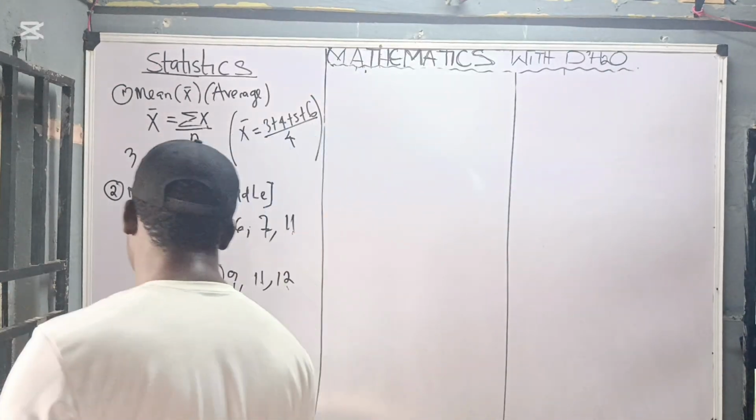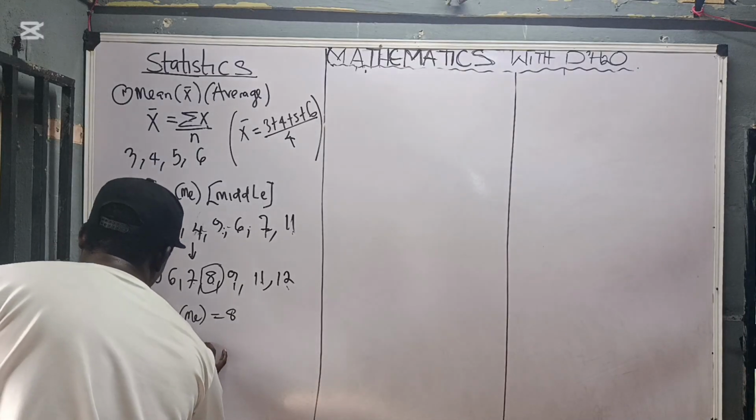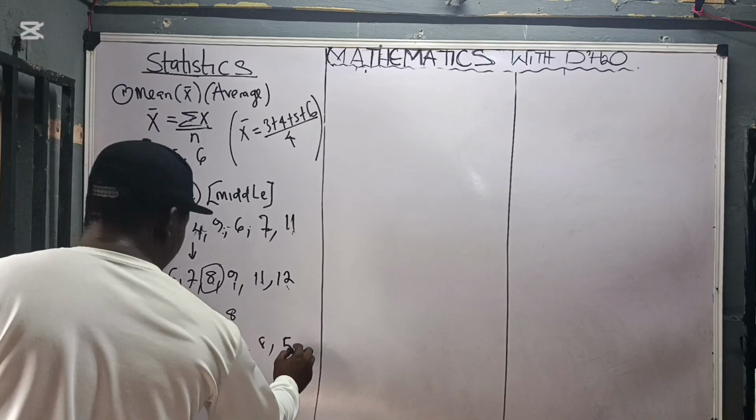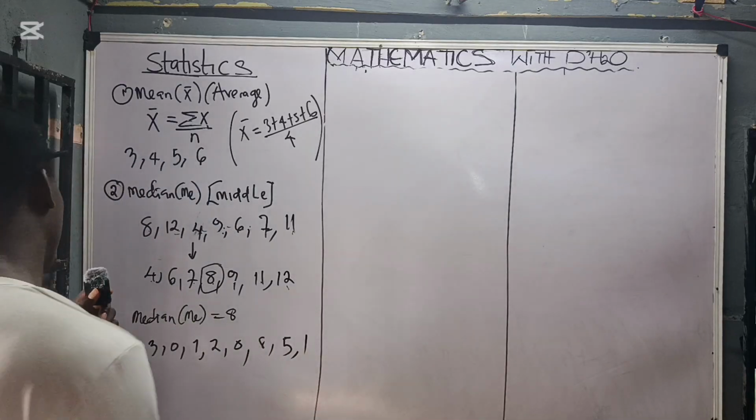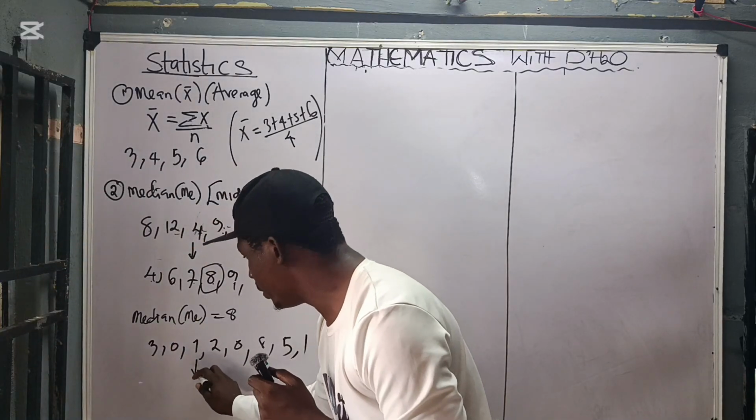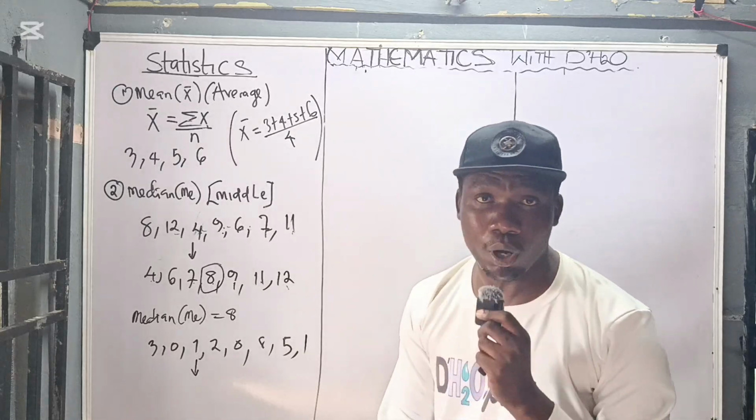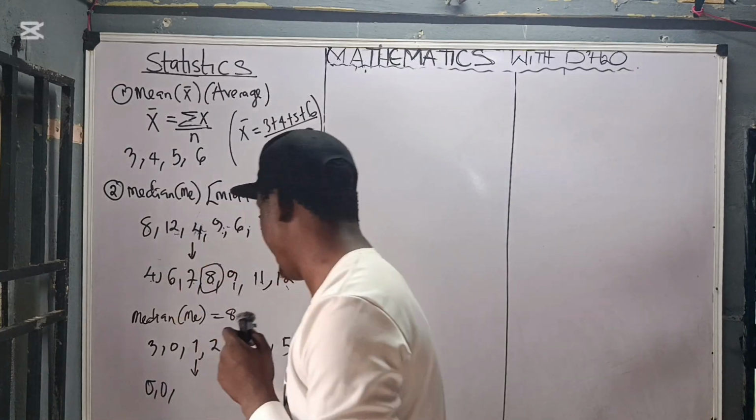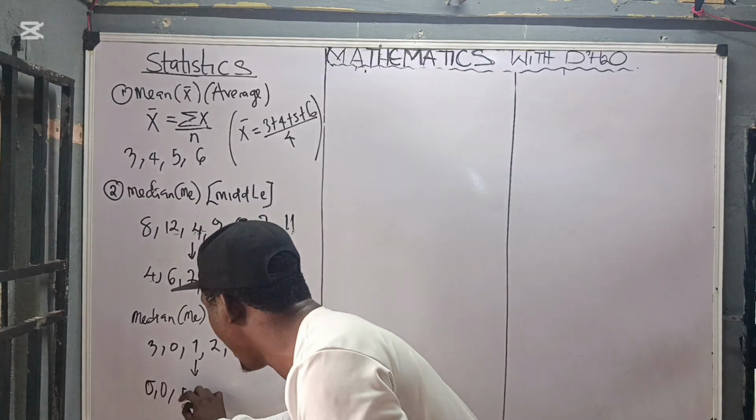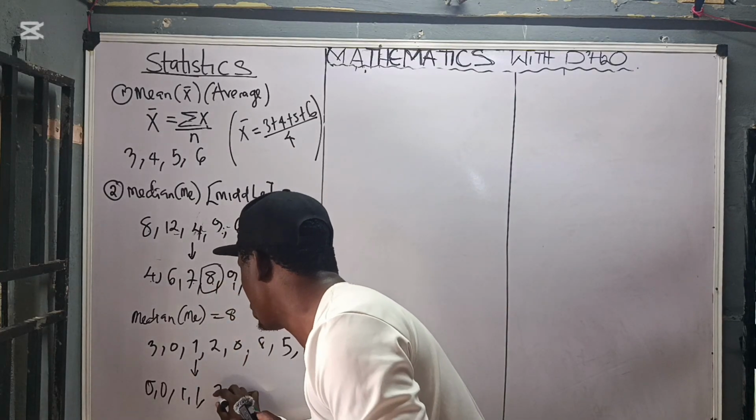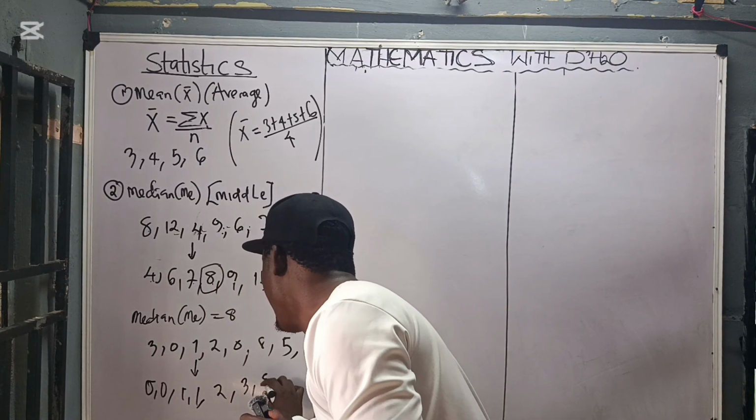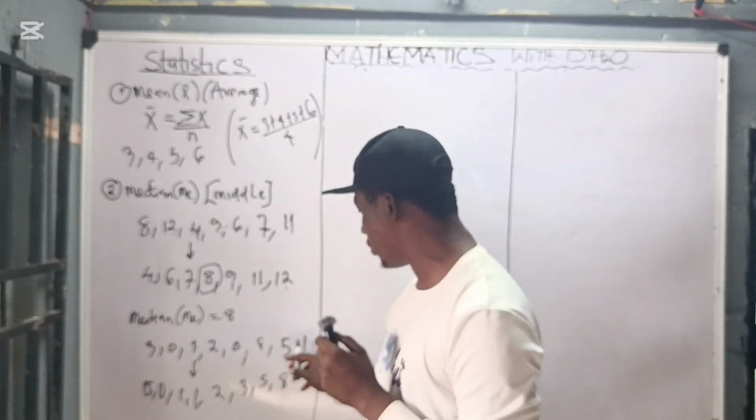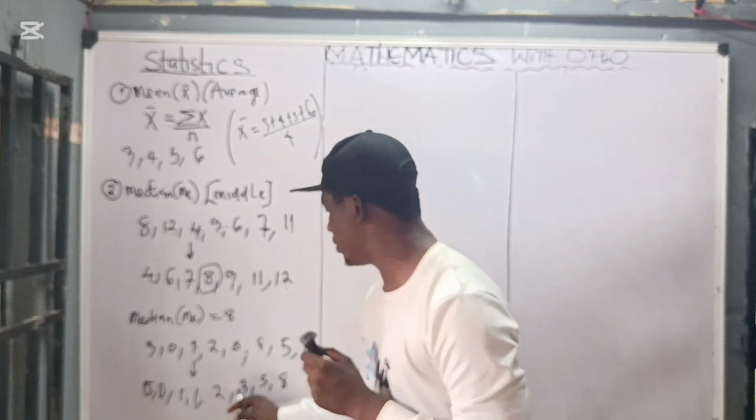For instance, if I have numbers like 3, 0, 1, 2, 0, 8, 5, and another 1. If you are looking for the median, the first thing I told you is to arrange it from the smallest to the highest. There are 2 zeros here, so 0, 0. Then you have 1, 1 in 2 places. Then you now have 2. Then you have 3, 5, then 8. How many do we have here? 1, 2, 3, 4, 5, 6, 7, 8.